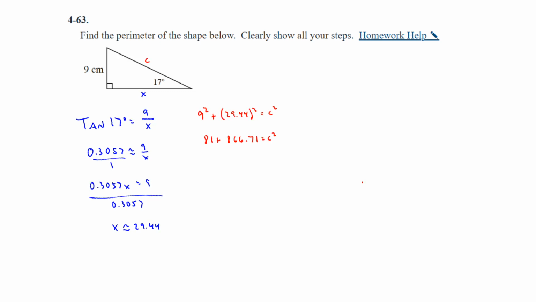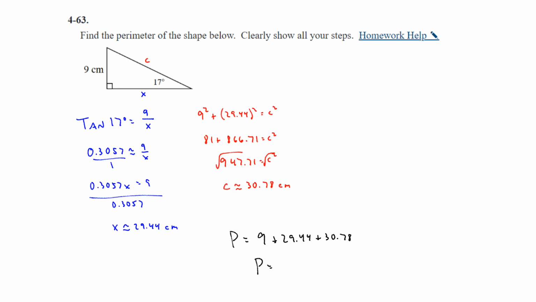Add that to 81 is 947.71, and then we can take the square root of both sides. So when we take the square root of that, we get C is approximately 30.78. Now I've done some rounding, so we might get some different answers depending on how far you round it out on each of these as well. But it should be approximately 30.78 centimeters.